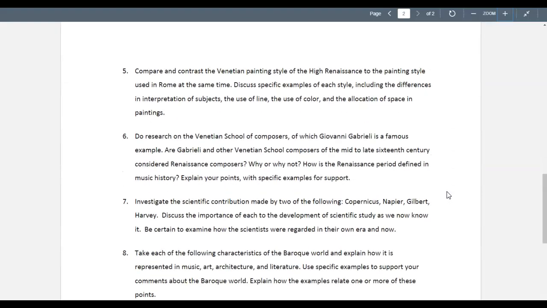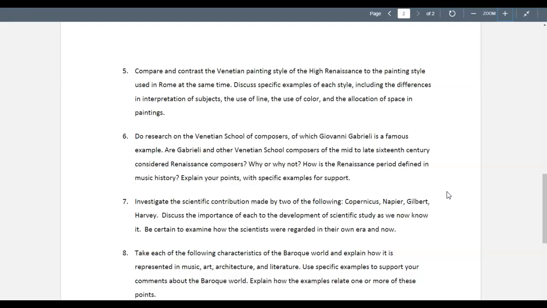Next one, for those of you who are more into art, this gives you a chance to talk about painting styles, particularly in Venice, the Venetian style, as opposed to the style that was prominent in and around Rome. You should look at very specific examples, just discuss the styles, interpretation of subjects, use of color, line, space, etc., where you get to discuss those two prominent styles that would have influence on other art that's going to develop in and around this time and later.